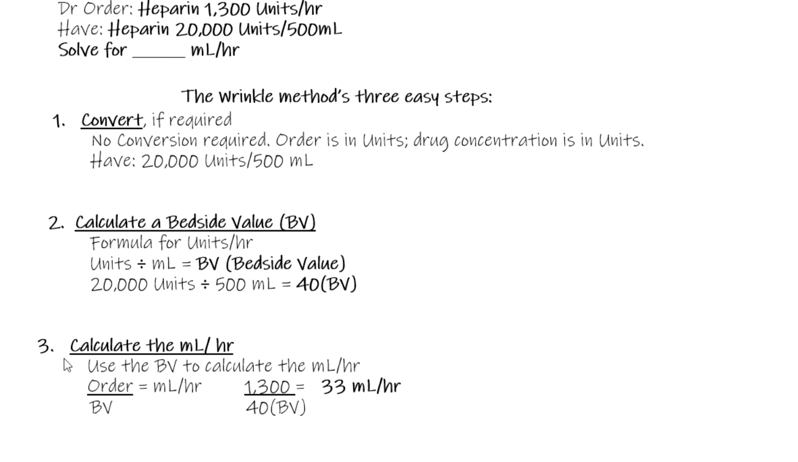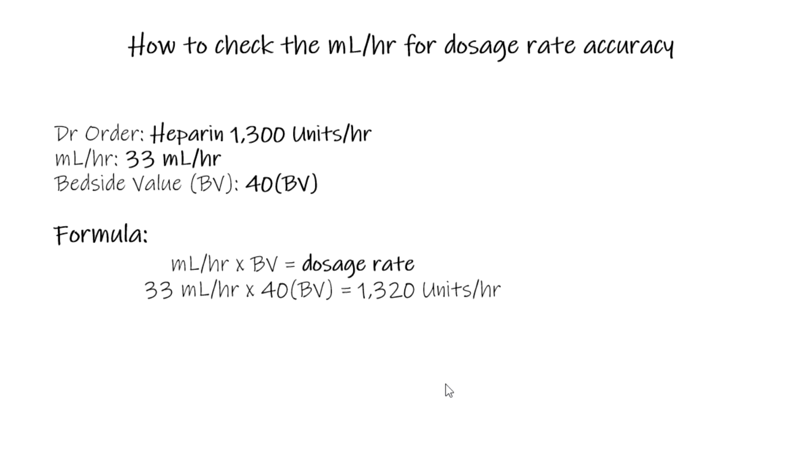Calculate the flow rate. We're going to take the order over bedside value, we're going to plug in our numbers. So 1,300 units divided by a 40 bedside value gives you a 33 milliliters per hour flow rate. We're going to check that dosage rate for accuracy. We're going to use milliliters per hour times bedside value will equal a dosage rate. So the pump is running at 33 milliliters per hour. We're going to multiply it times 40, our bedside value, and it's going to give us a dosage rate of 1,320 units per hour.